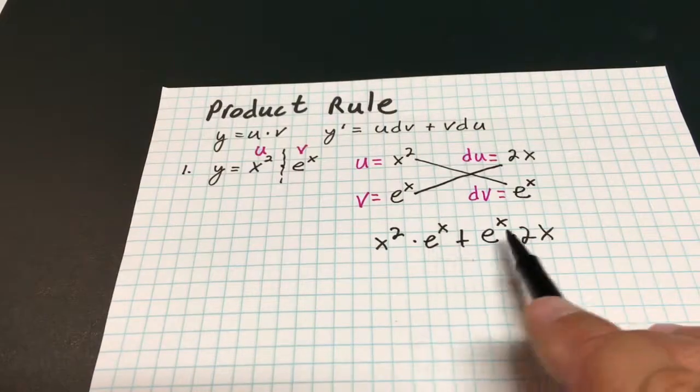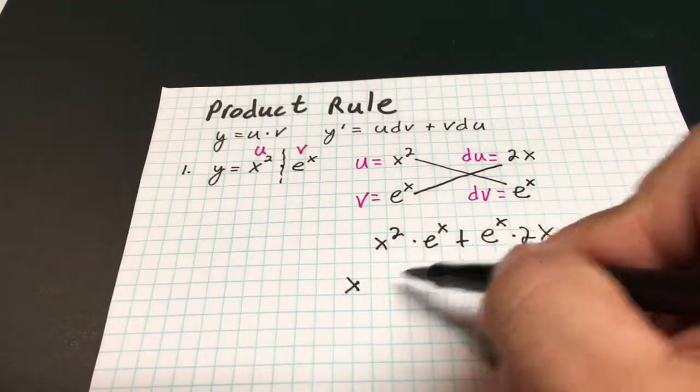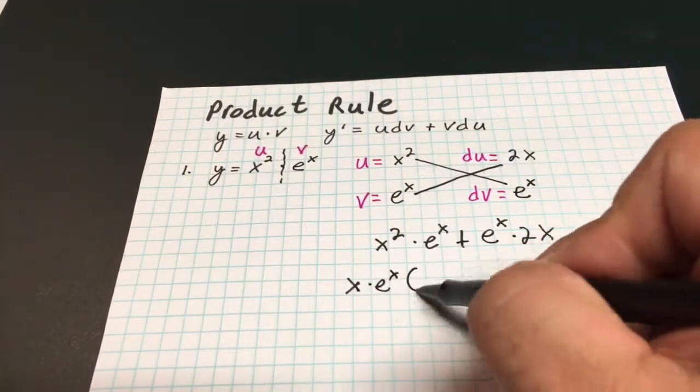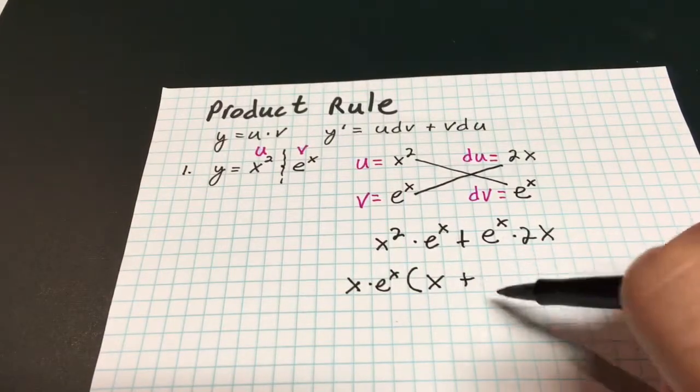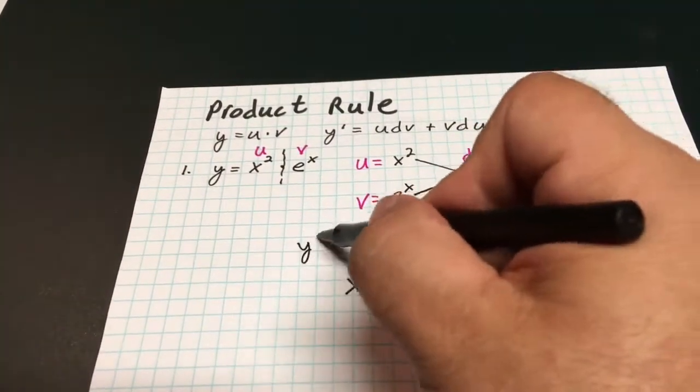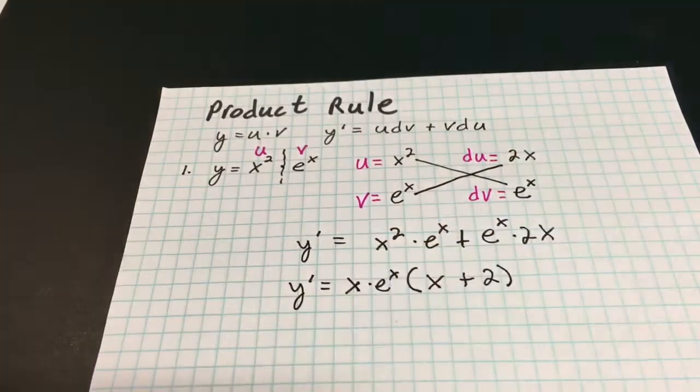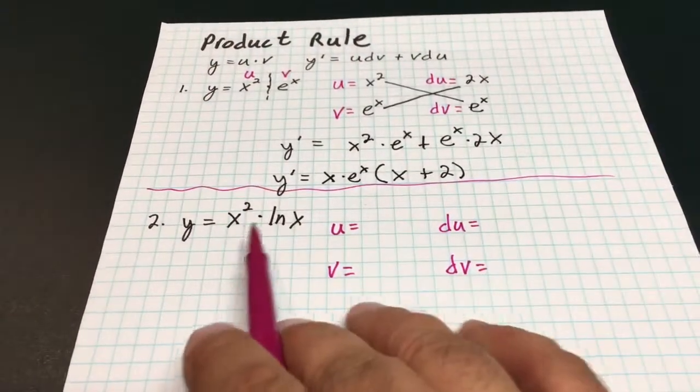Notice I can factor out an x and an e to the x from this expression, so I'm going to pull out an x times e to the x, and that would give me x plus 2. So sometimes your answer might look like this, or they might want you to work a little further, and it would look like that. For my second problem, I have x squared times ln x.